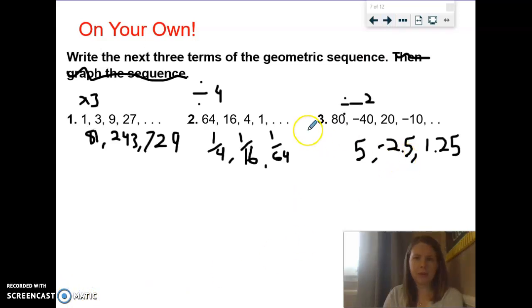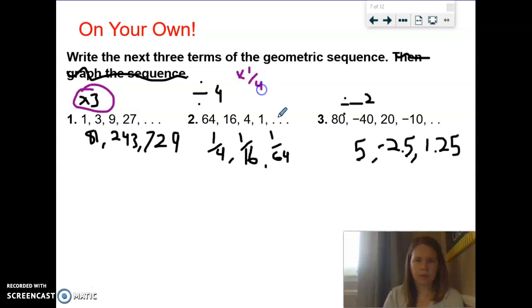Alrighty, welcome back. So again, I was just looking for your next 3 terms in your geometric sequence. So figuring out what is that common ratio. For number 1, the common ratio is multiplying by 3. So I'm just taking the previous number, multiplying by 3, so 27 times 3 is 81, and so on. Number 2 and 3, I both said you can change these to division if it's a little easier for you. I used a division of 4, but it would mean the same thing as multiplying by 1/4.